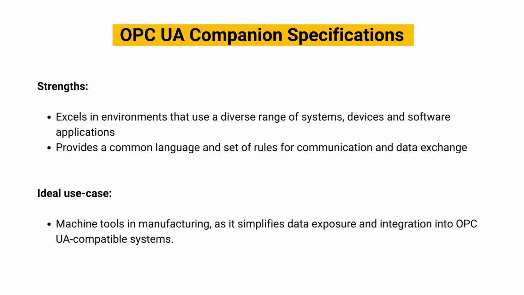OPC UA Companion Specifications are highly versatile and can be used across various industries. OPC UA excels in environments that use a diverse range of systems, devices, and software applications, since it provides a common language and a set of rules for communication and data exchange. The example of MTConnect demonstrates the benefits of using OPC UA Companion Specifications when dealing with machine tools in manufacturing, as it simplifies data exposure and integration into OPC UA compatible systems.